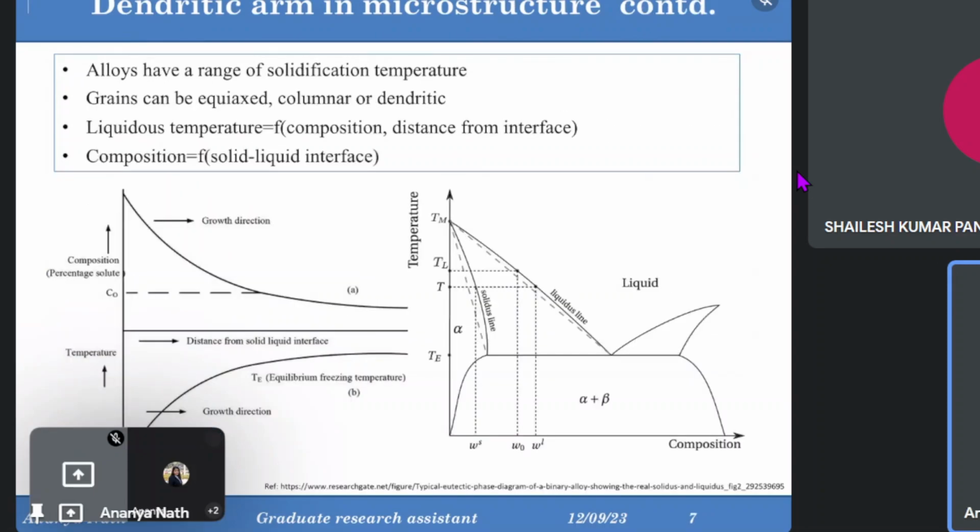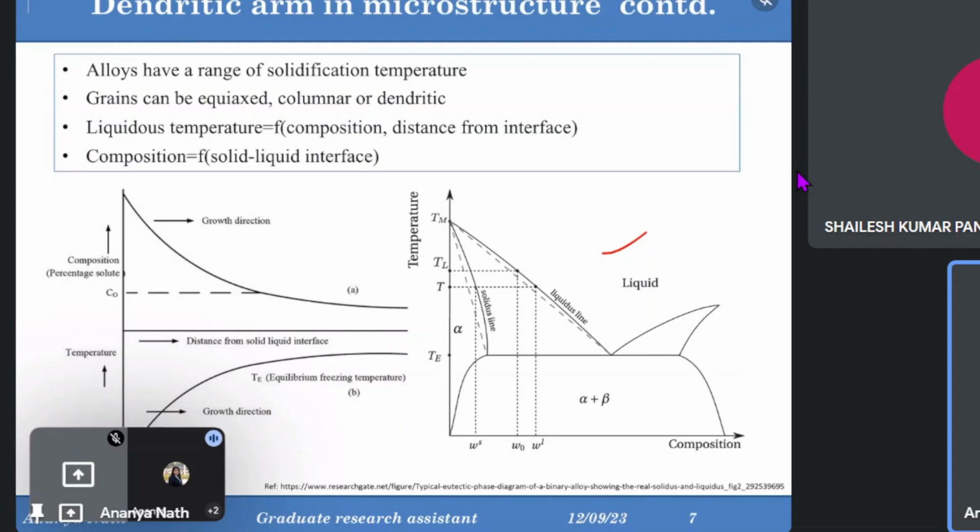Next, alloys have a range of solidification temperature. Alloys are made of two or three metals or non-metals, two or three constituent elements, due to which they have a range of solidification temperature rather than one fixed value. This is why they have a graph like this: the liquidus temperature, at which solidification will start, and the solidus line, which depicts the temperature at which liquefaction starts.